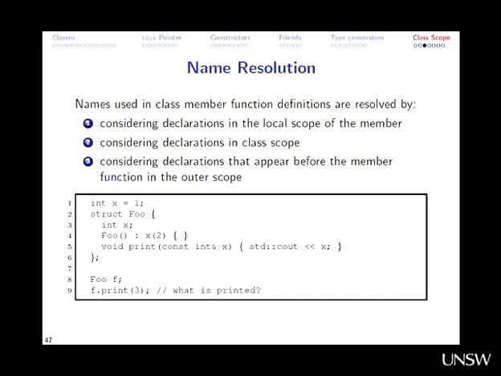Who thinks 1's going to be printed out? Anybody? Who thinks 2's going to be printed out? Who thinks 3's going to be printed out? Most people think 3's going to be printed out. It is 3, because the local scope happens first. Again, don't write code like this.